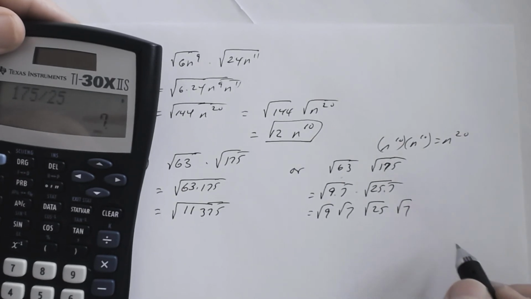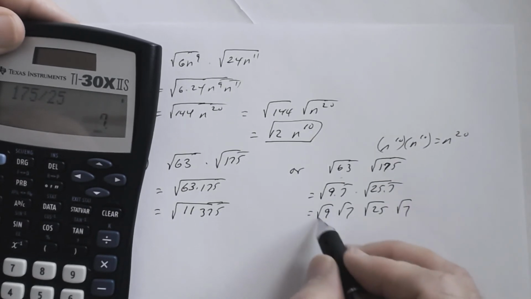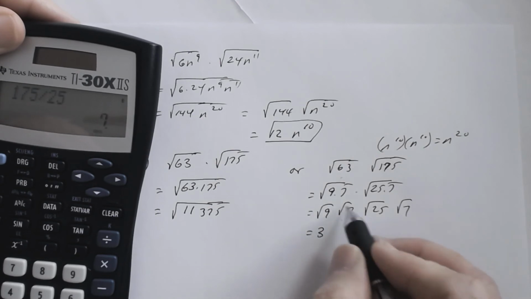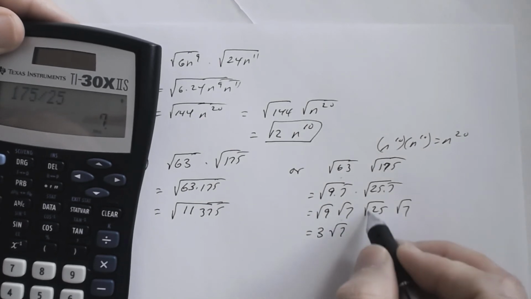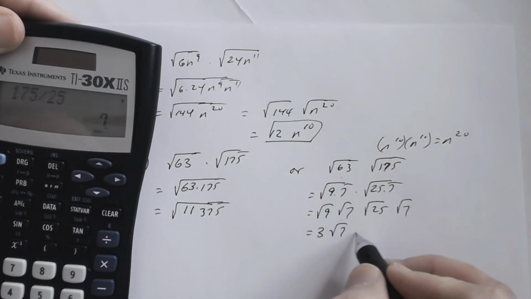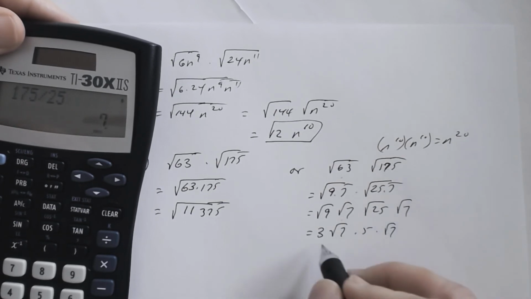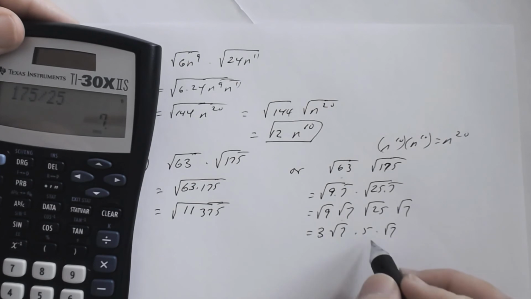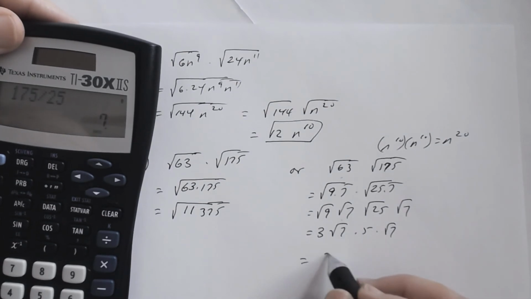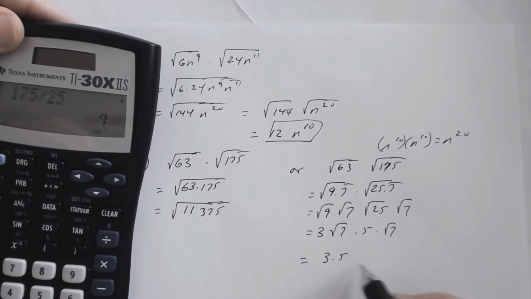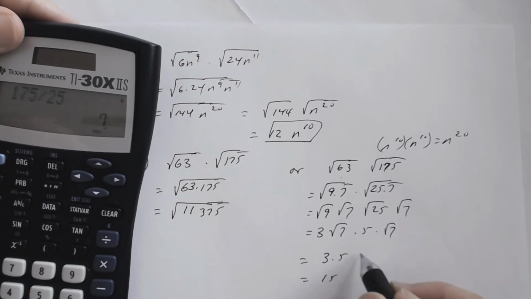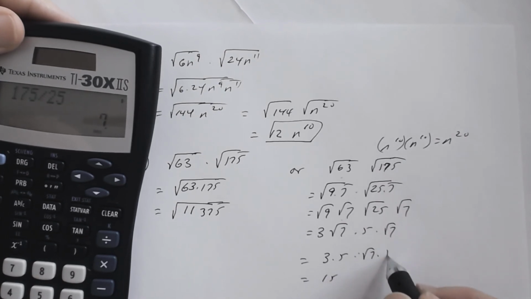And then I can simplify the square root of 9. That's 3. I cannot simplify the square root of 7. I can simplify the square root of 25. That's 5. And I cannot simplify the square root of 7. And so now I'm going to multiply these. 3 times 5 is 15. So remember, you're saying 3 times 5, and you can skip this step. And then you're saying times the square root of 7 times the square root of 7.